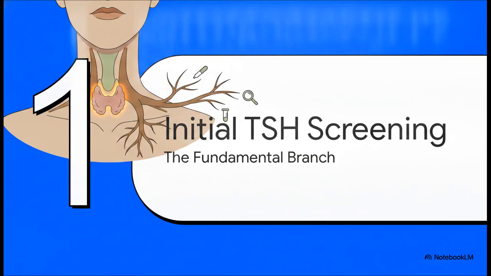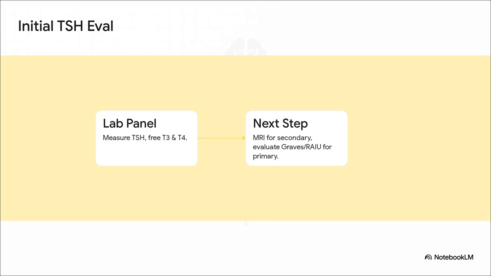Starting off with Section 1, Initial TSH Screening. Think of this as the fundamental branch point for absolutely any suspected thyroid disorder. So, the very first step for any thyroid evaluation, you're going to measure TSH alongside free T4 and T3. This is crucial to distinguish between primary and secondary disease.